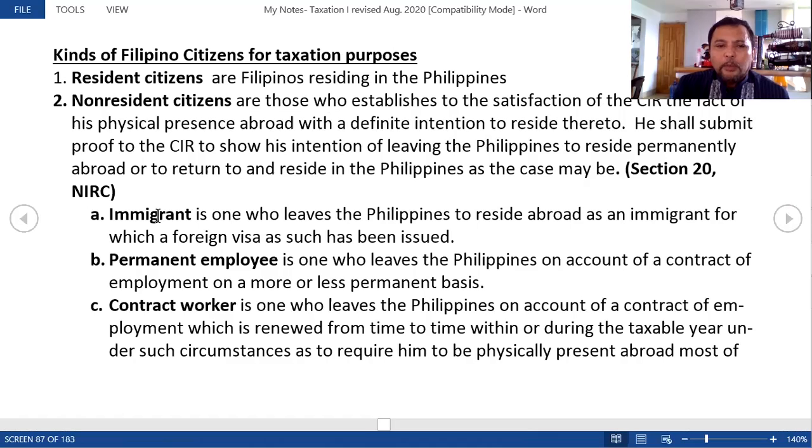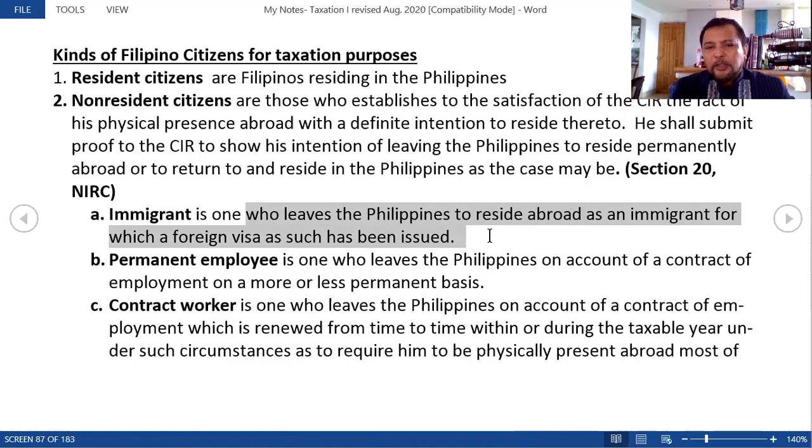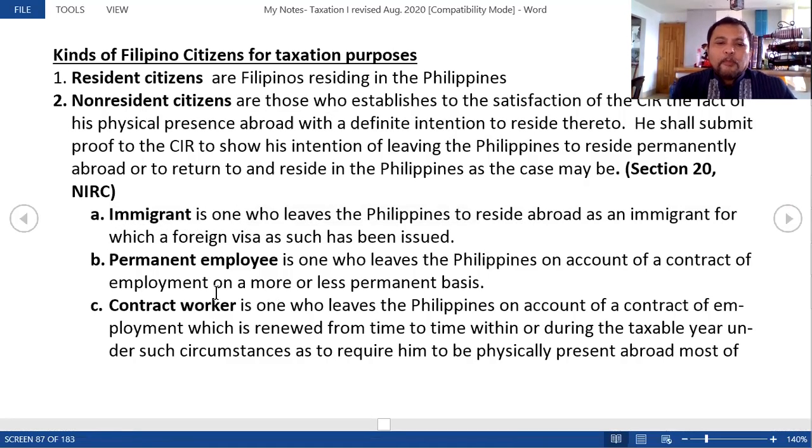So non-resident citizens are classified further into immigrants. This is one who leaves the Philippines to reside abroad as an immigrant, to whom a foreign visa is issued. So he will work there permanently, or as an immigrant. So he becomes a citizen also, or a green card holder probably, no?